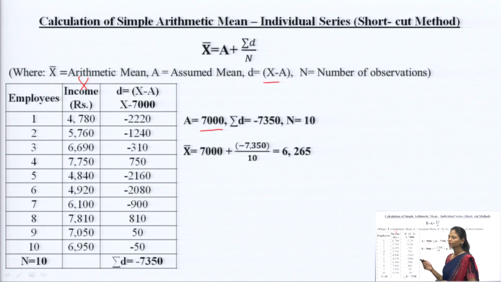4780, I am supposed to reduce it from 7,000. So, 4780 minus 7,000, 5760 minus 7,000 gives me minus 1240, 6690 minus 7,000 gives me minus 310, 7750 minus 7,000 gives me 750, 4920 minus 7,000 gives me minus 2080. In the same manner, 6100 minus 7,000 gives me minus 900, 7810 minus 7,000 gives me 810, 7050 minus 7,000 gives me 50, 6950 minus 7,000 gives me minus 50.